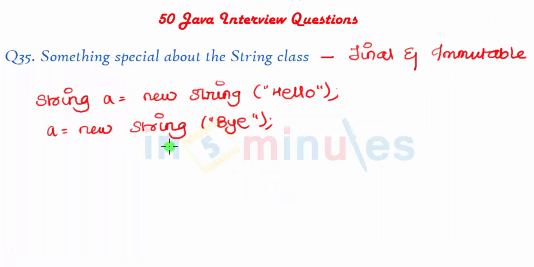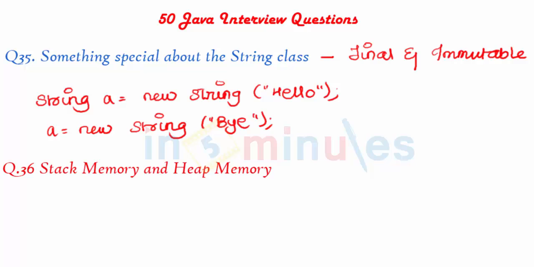So whenever we do this, whenever we have String a is equal to new String("hello") and String a is equal to new String("bye") again, we are actually not modifying the value. This brings us to our next concept, that is the stack memory and the heap memory. So whenever statements like these are executed, that is String a is equal to new String and a is equal to new String again, let's see what's happening.